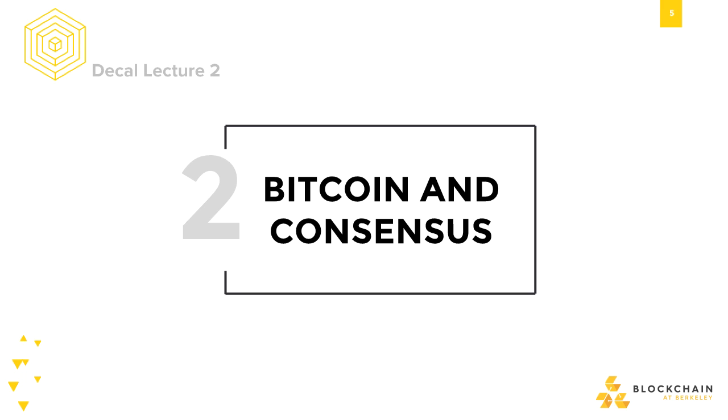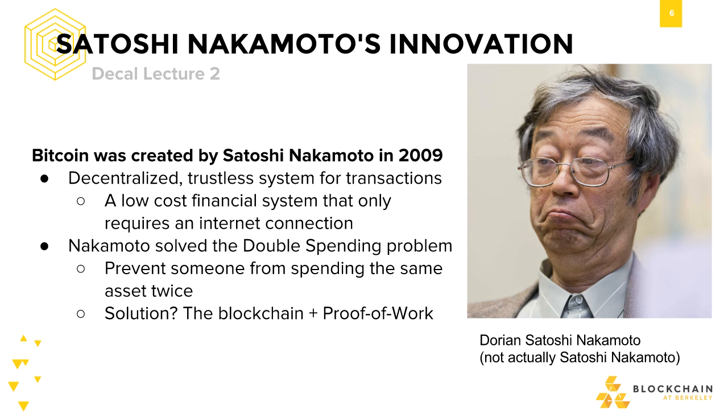So let's talk a little bit about Bitcoin and consensus. As you know, Bitcoin was created by Satoshi Nakamoto in 2009. This was basically an anonymous pseudonym. We still don't know who he is. He wrote a paper, published it, started Bitcoin, and participated in the community for a few years, and then he just dropped off the face of the earth. So could be he, she, they, a group of people, we're not sure.